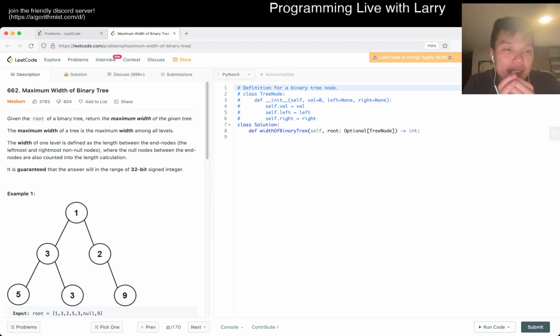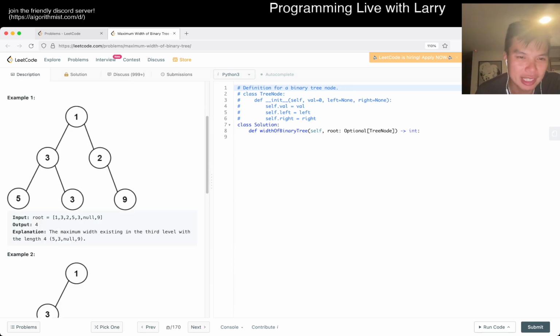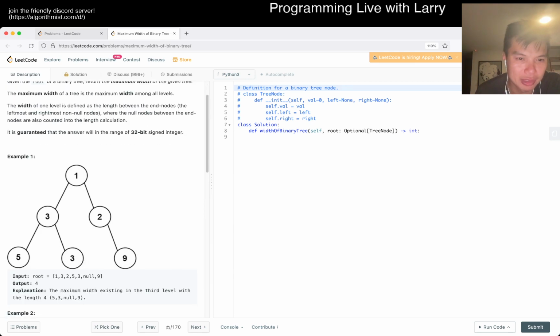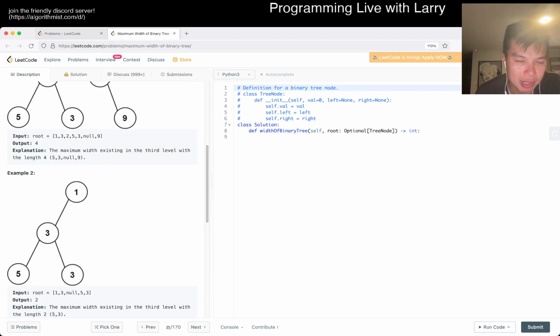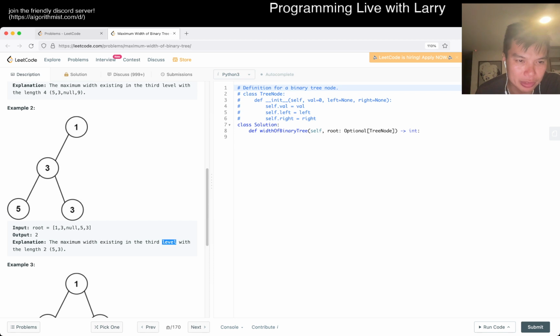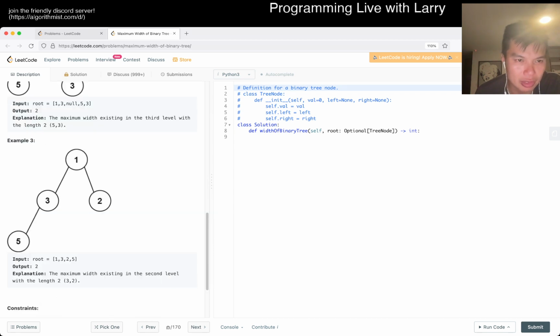But today's problem is going to be maximum width of binary tree. So what is a width? Maximum width along all levels. The width of one level is the length between the end nodes. What? I don't know that I understand this, so let's take a look at the example. The third level is of length 4, because 5, 3, no, 9. The maximum width, third level with length 2, 5 and 3. Length 3 and 2. Okay.